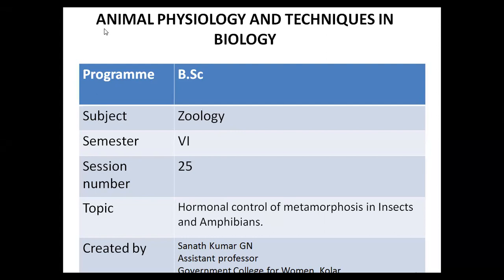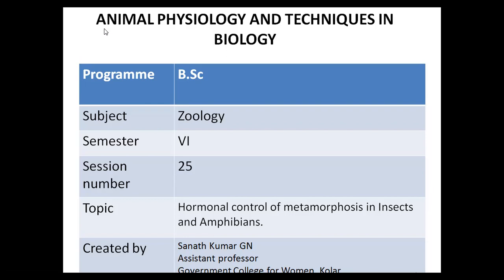Today in this physiology video lecture class, we shall be discussing the hormonal control of metamorphosis in insects and amphibians. Now regarding metamorphosis, we all know very well a larva undergoes a series of structural and physiological changes resulting in the formation of an adult. There are so many changes taking place. There is formation of new structures. At the same time, there is disintegration or disappearance of the previously existing larval structures.